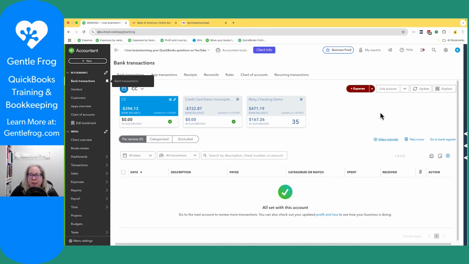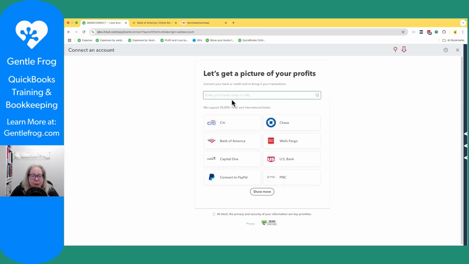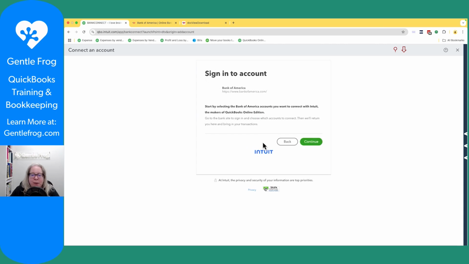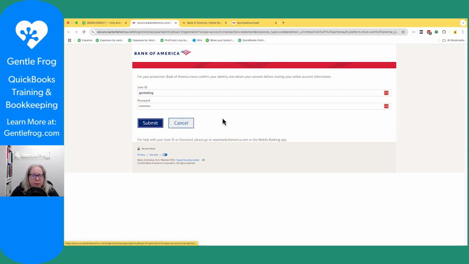So I'm going to go over here and I'm going to connect the account. To connect the account, I'm just going to click on link account. And then I don't see bank. Oh, I do. I was going to say I don't see it, so I can type it. If you ever don't see your bank, just type to search. I'm going to say Bank of America. Continue. Submit. Thankfully, LastPass remembers me because I connect and disconnect this on a regular basis.